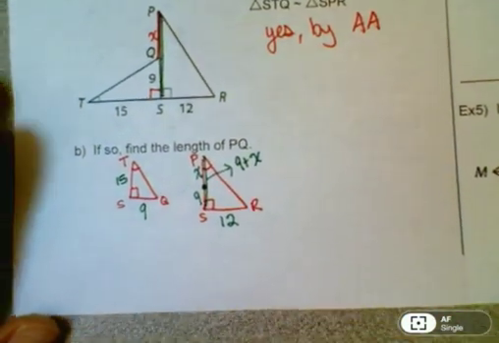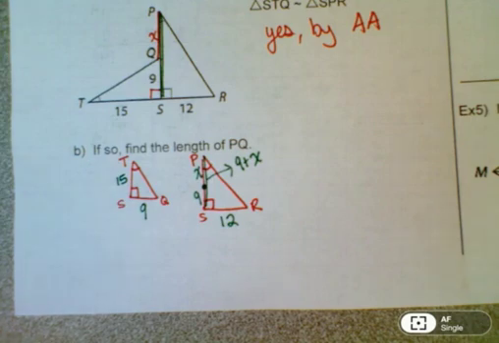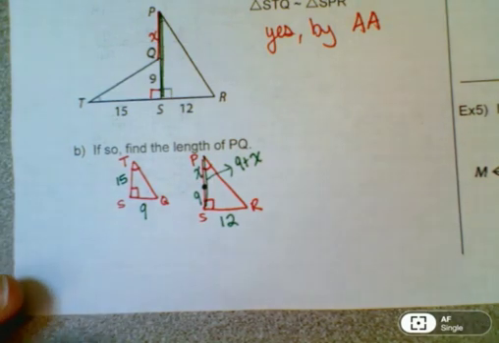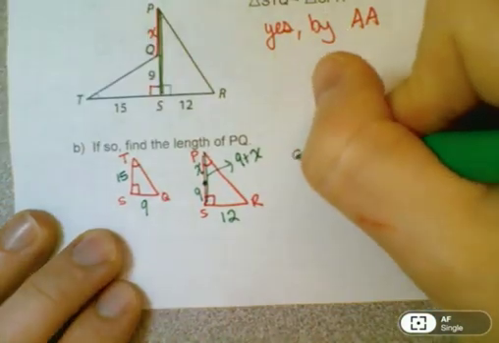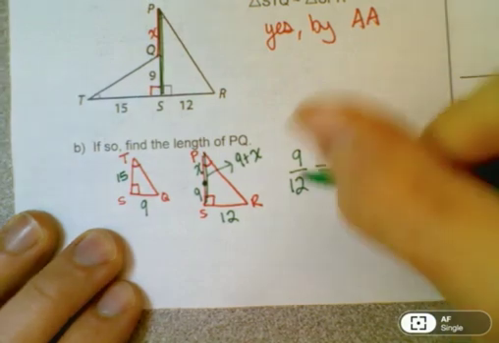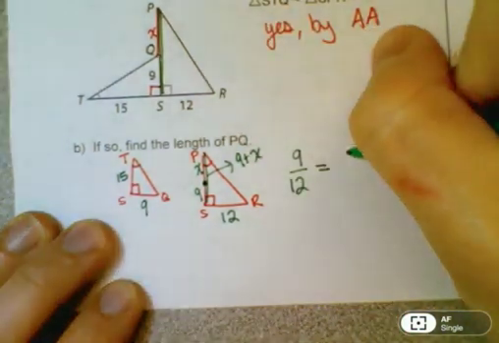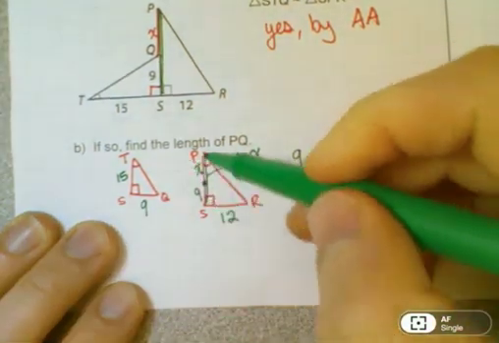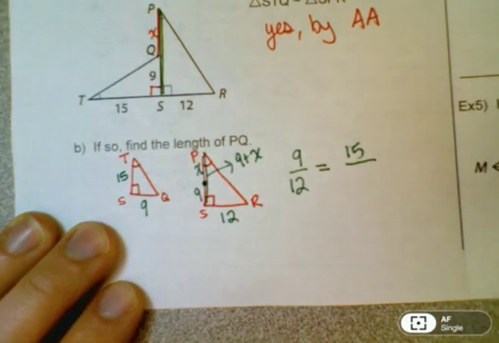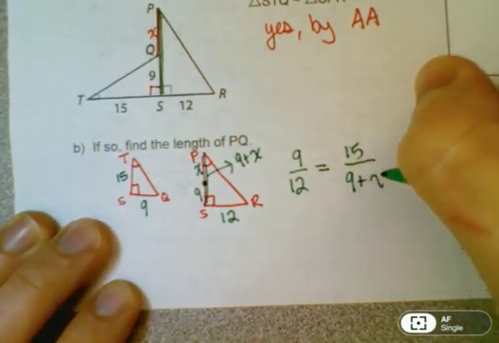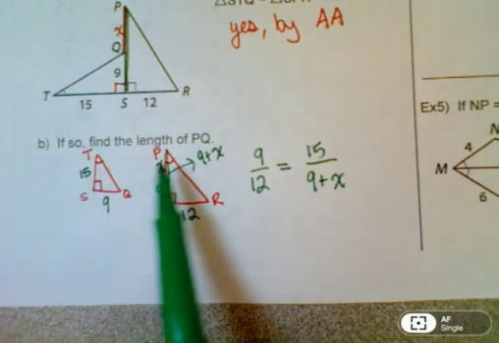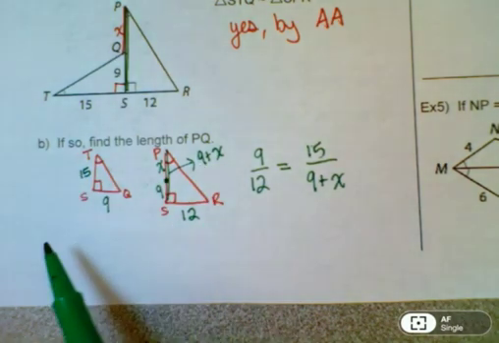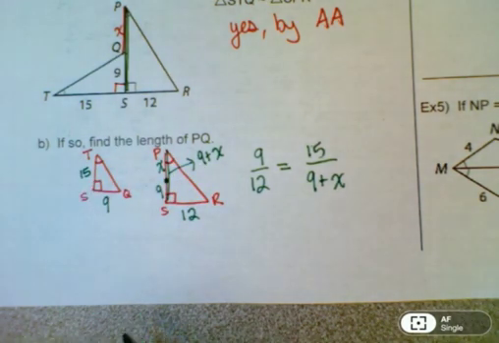And so given that, I can now set up a proportion. I'm going to go small to big equals small to big. So why don't we start with the bottom here. I've got 9 to 12. Well, the big side length is a little complicated here. It's 9 plus X. So that's the proportion: 9 over 12 equals 15 over 9 plus X. And you could have done that without drawing the triangles separately. I just find it way easier.